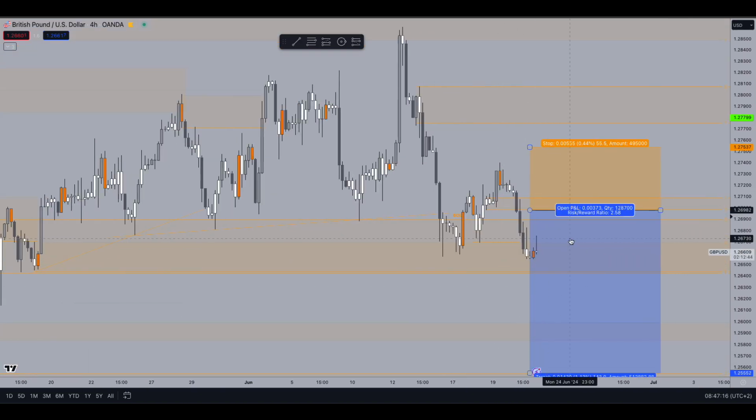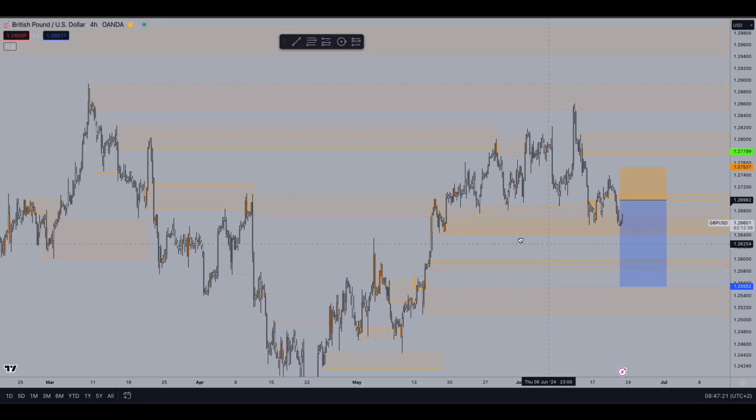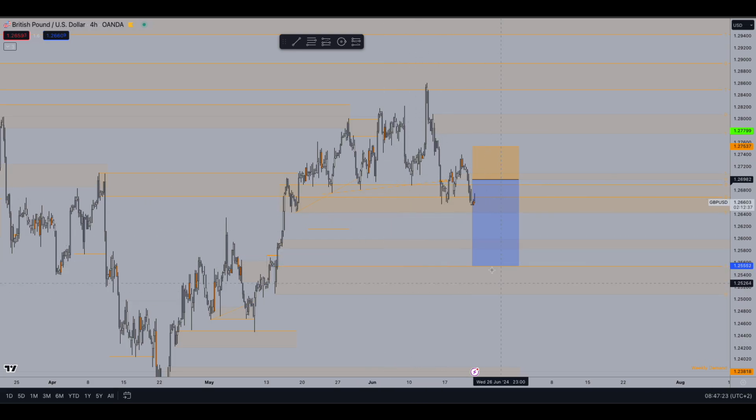If it's Monday, I want to see how the market reacts after market open, of course. But at least my bias for the GBPUSD for now is still bearish, and I think we could reach until this demand zone lower in there.